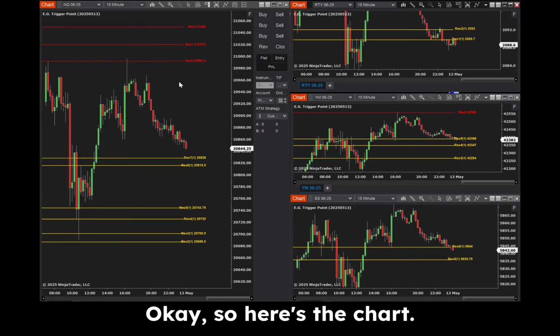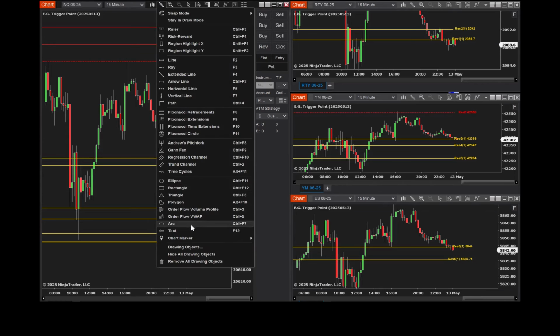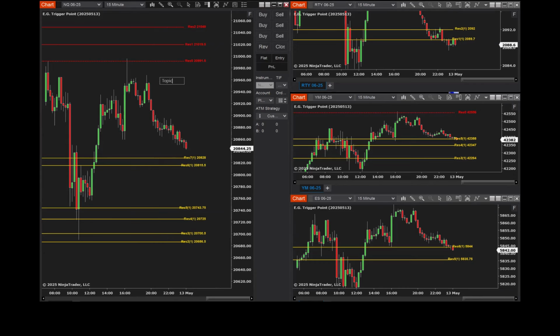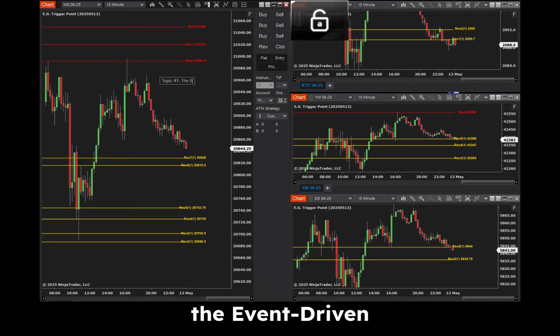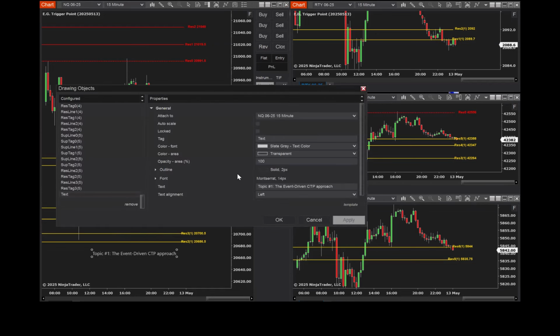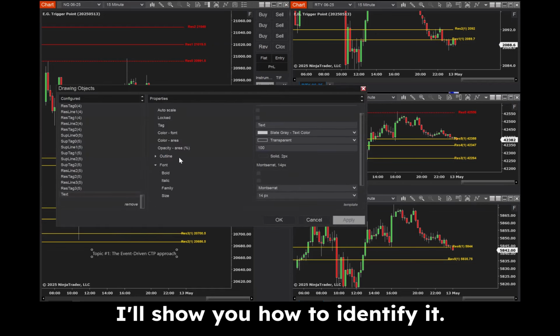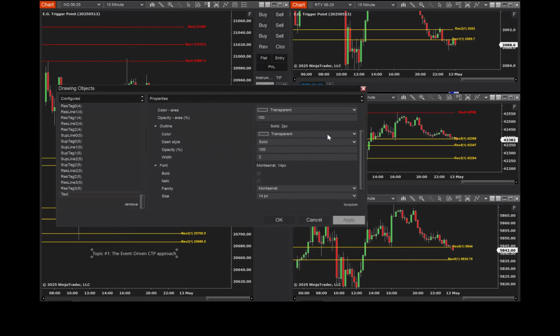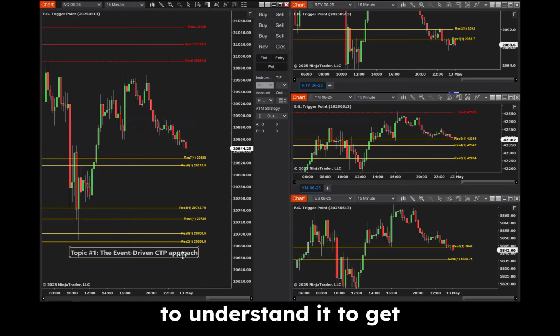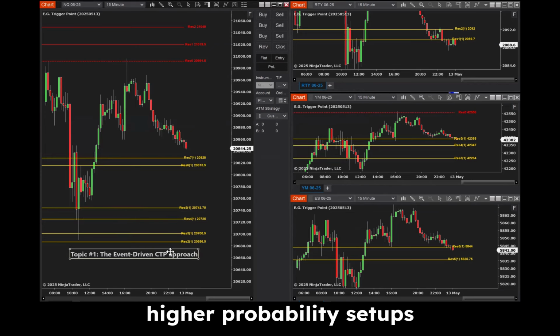Okay, so here's the chart. The first topic I'll go through is called the event-driven CTP approach. And I'll show you a trade I took based on this approach in a minute. I'll explain it. I'll show you how to identify it. To me, it's a super A+ setup, let's say. So it's important, I think, to understand it, to get higher probability setups and opportunities.